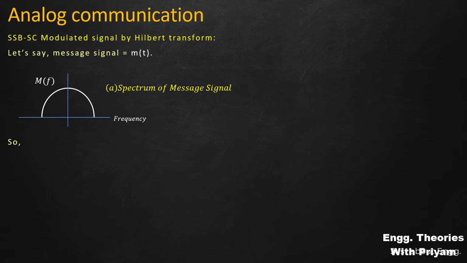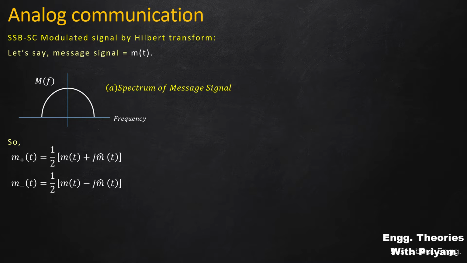The positive part of the message signal is represented by m+(t), which is equal to half of m(t) plus j into m cap(t), and the negative part of the message signal is represented by m-(t), which is equal to half of m(t) minus j into m cap(t). Here m cap(t) is the Hilbert transform of the message signal m(t).